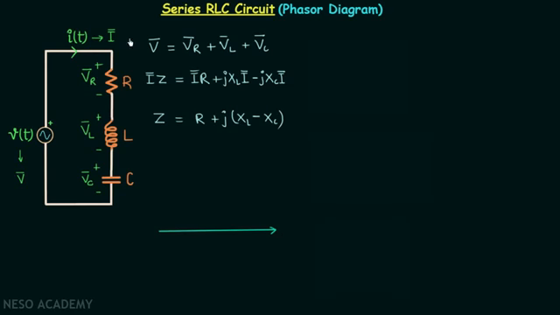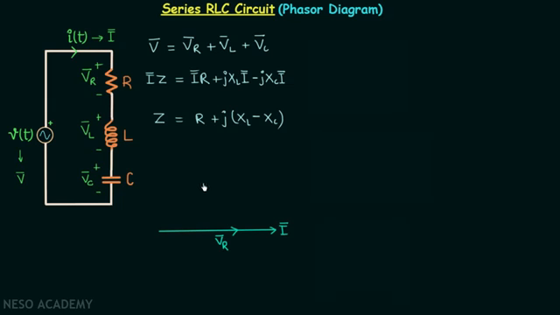I will choose I phasor as the reference phasor because current IT is the same throughout the circuit. So this reference phasor is our current phasor. When you focus on VR phasor, it is the voltage across the resistor, and it is equal to I phasor multiplied by R. This means it will have a magnitude different from I phasor, and it will be in the same phase as I phasor because it is the voltage across the resistor. So this phasor is our VR phasor.